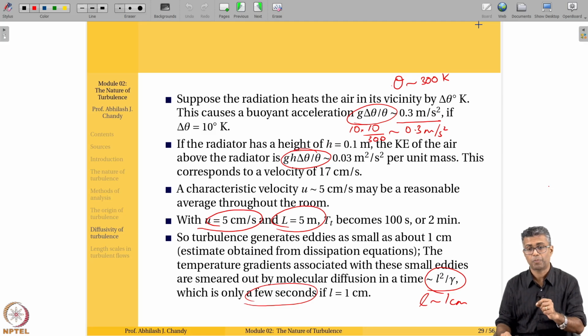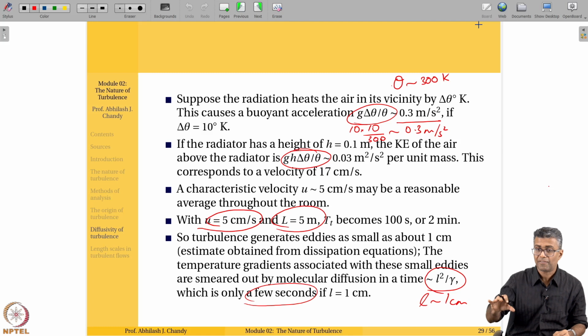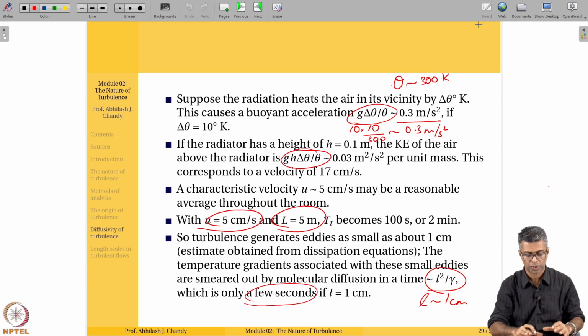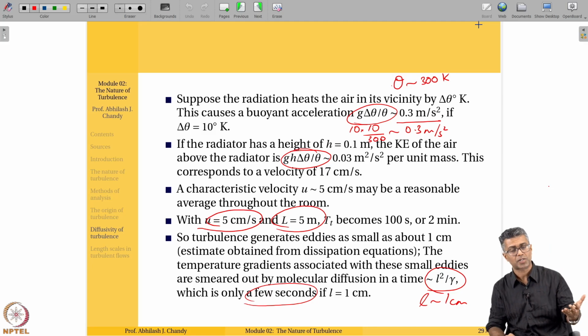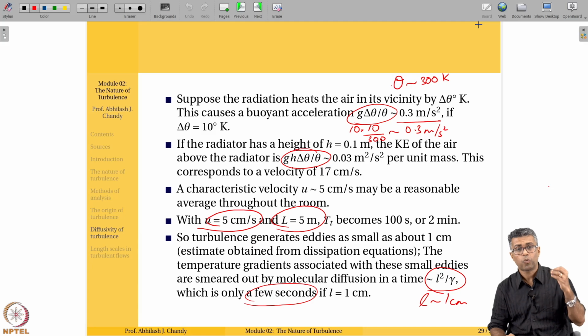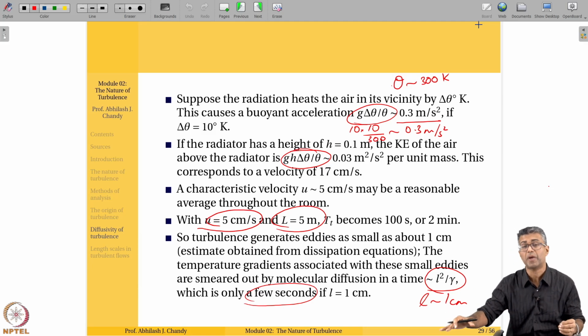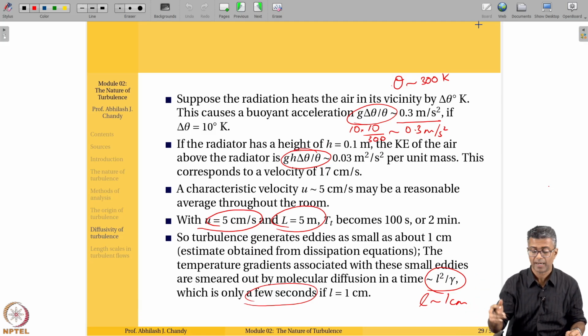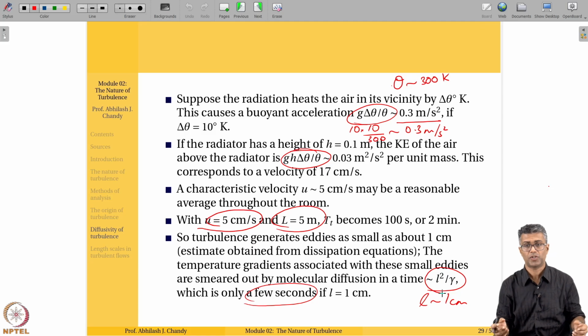And one additional point that we made in the last class was that you can have eddies that are as small as 1 centimeter. The 1 centimeter number comes from other dissipation equations not shown here, which will be described much later in this class. But eddies as small as 1 centimeter dissipate due to molecular diffusion. Their viscosity does play a role. And the time scale for that is L squared over gamma, obviously.